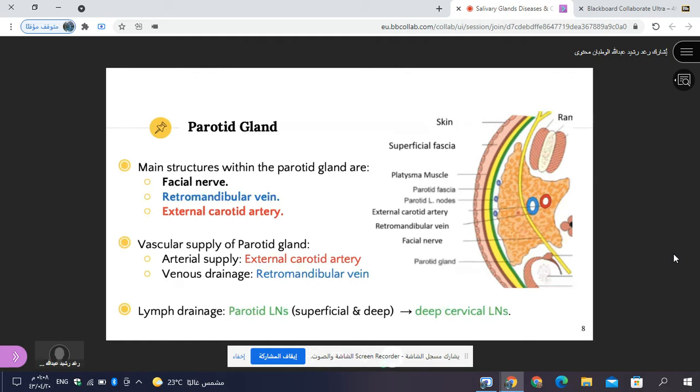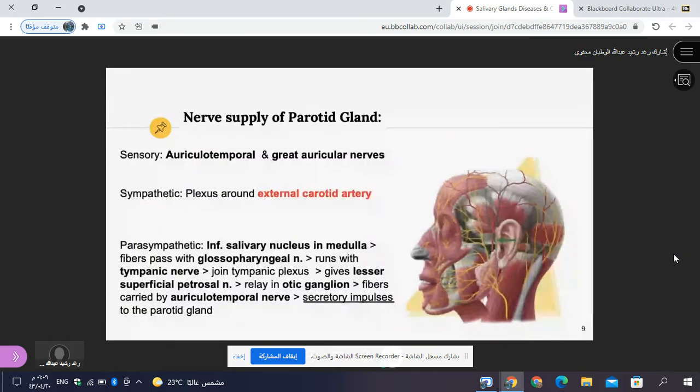طبعا بالطبع أي nerve أي blood supply that runs within or near the gland gives its supply سواء السنسوري سواء الموتر أو even سواء السكرتري والسنسوري or even the blood supply. So أكيد راح يكون vascular supply اللي هو structure that runs within the gland, external carotid artery والretromandibular vein. Regarding the lymphatic drainage عندنا parotid lymph node اللي هي superficial with deep that drain طبعا to the deep cervical lymph node. So let's talk now about the nerve supply of parotid gland.